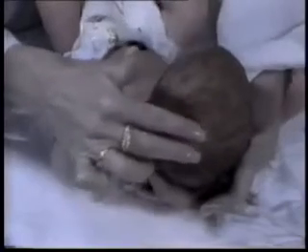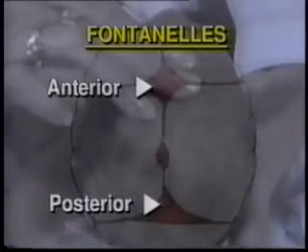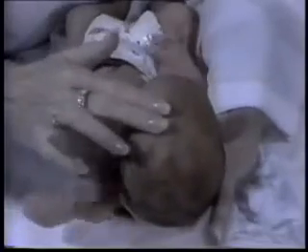Most infants are born with 6 fontanelles, but the most prominent are the anterior and posterior fontanelles. The practitioner palpates the anterior and posterior fontanelles, noting size and whether the fontanelles are flat or bulging. The size of the fontanelles varies greatly, depending on the degree of head molding.